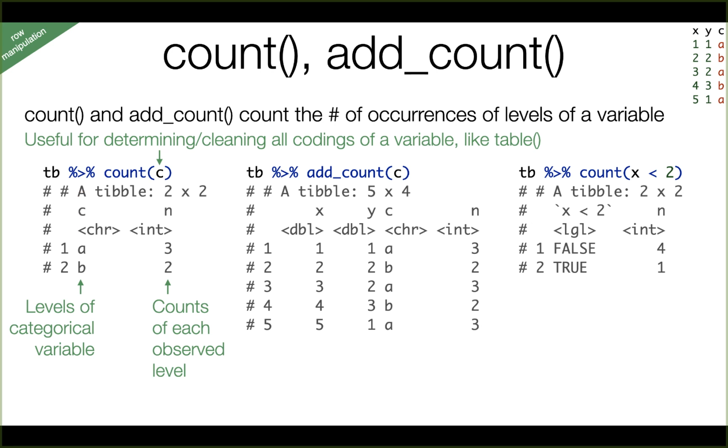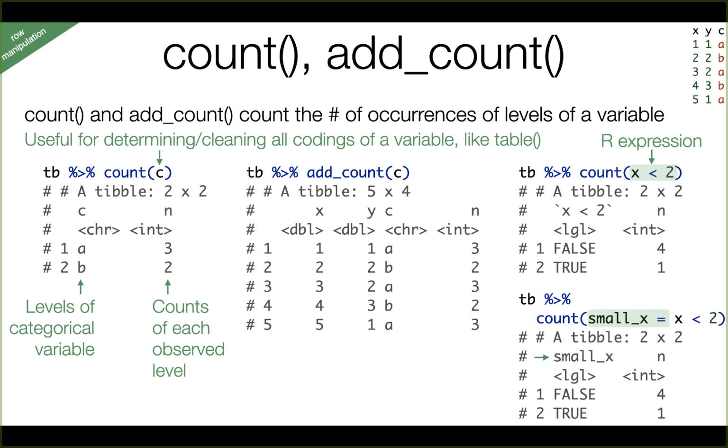Now the oddity here is that you have this non-syntactic name of the resulting tibble, and of course that comes straight from the expression itself. So there were 4 rows, 4 observations where x was not less than 2, and 1 where it was. Okay? We can make that call a little bit cleaner if we actually associate a name to the expression. So here, instead of just having the expression, I say small x is equal to x is less than 2, and the resulting name of the tibble is small x.